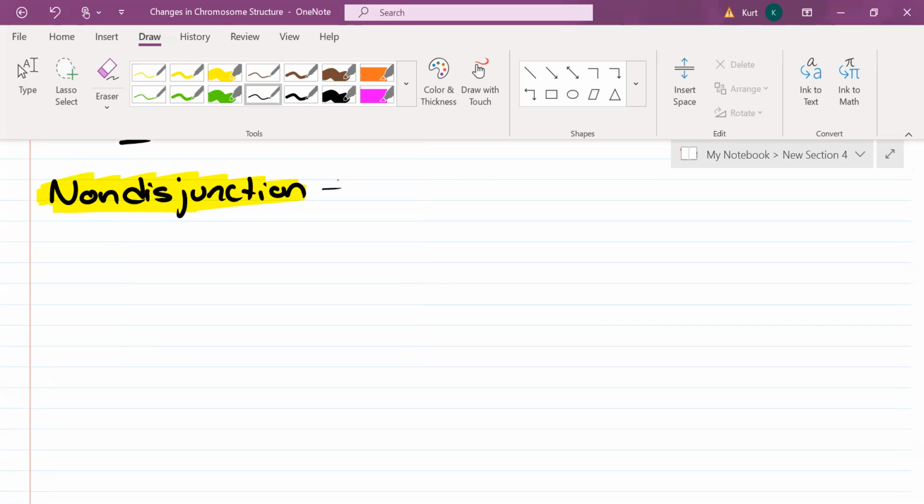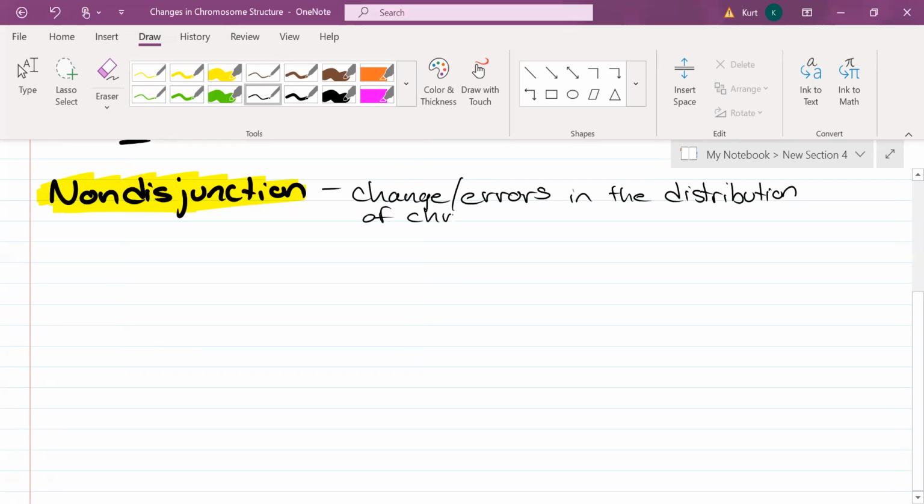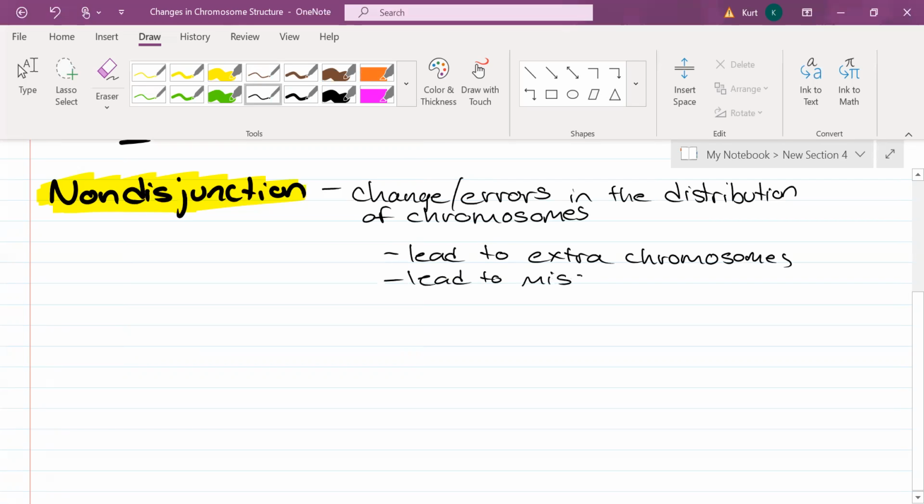And they end up getting, or perhaps they end up missing a chromosome. So non-disjunction are changes or errors in the distribution of chromosomes. It can lead to extra chromosomes, or it can lead to missing chromosomes.